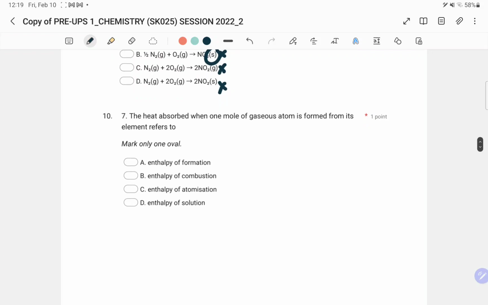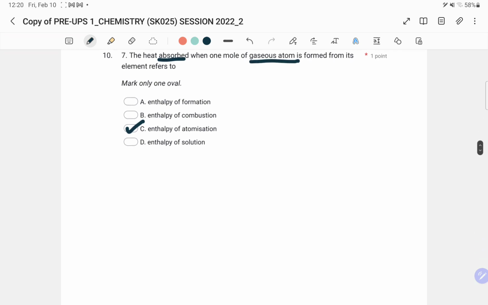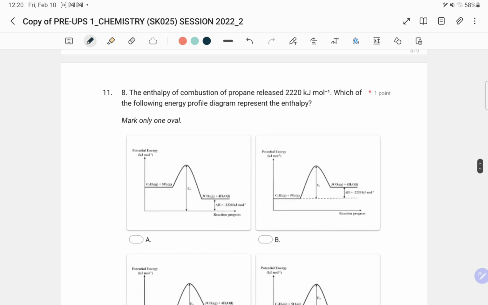Okay, the heat absorbed when 1 mole of gaseous atom is formed from its element. So absorb, kita ada atomization. Atomization je lah. So atomization sajalah heat absorb. Gaseous atom form. Okay. Formation, heat change. Combustion, heat release. Solution, change juga. So atomization lah, heat absorb.